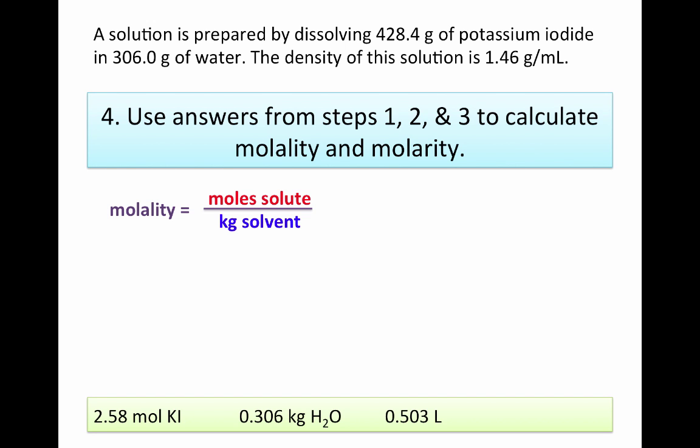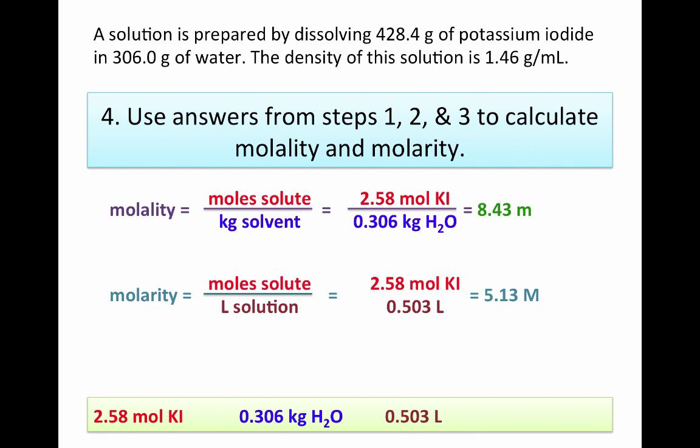Molality is number of moles of solute divided by kilograms of solvent. Those are the first two numbers down at the bottom. So we have 2.58 moles of potassium iodide divided by 0.306 kilograms of water. And that gives us an 8.43 molal solution. So again, you see that for molality, we use the small m to indicate that this is molal and not molar. Okay, let's do molarity.